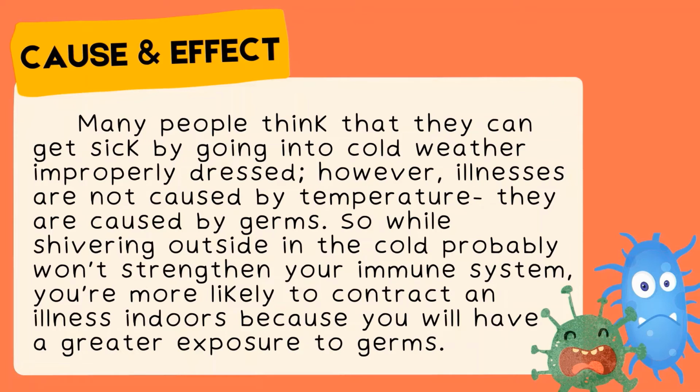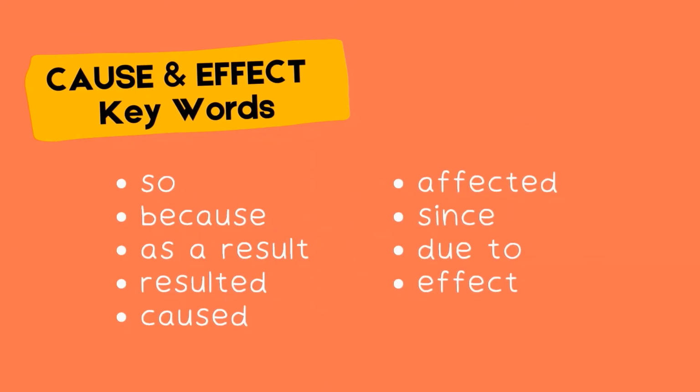Here are some signal words that may indicate that information in a paragraph is organized as cause and effect. We have so, because, as a result, resulted, caused, affected, since, due to, and effect.